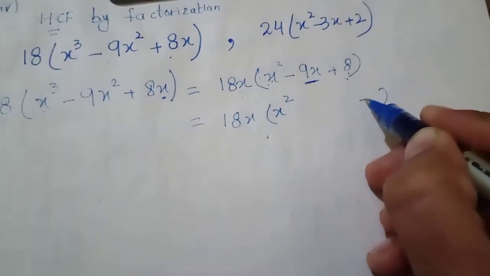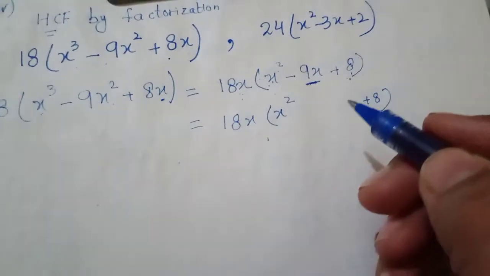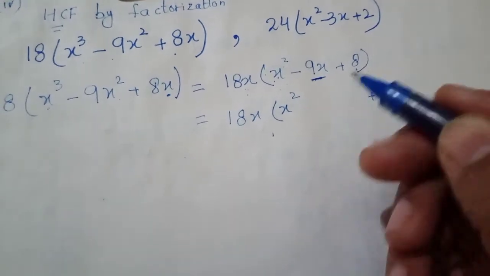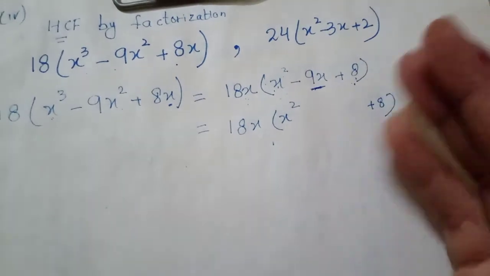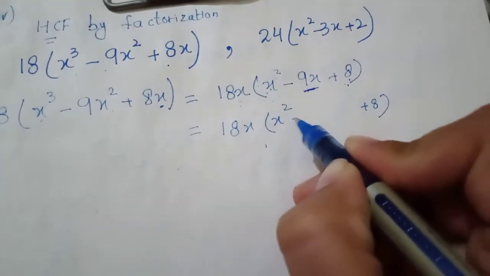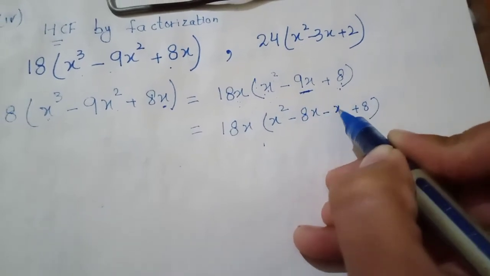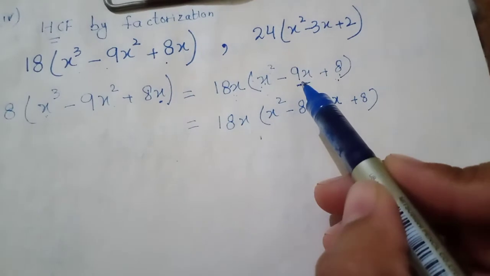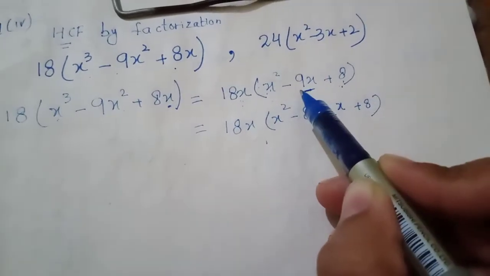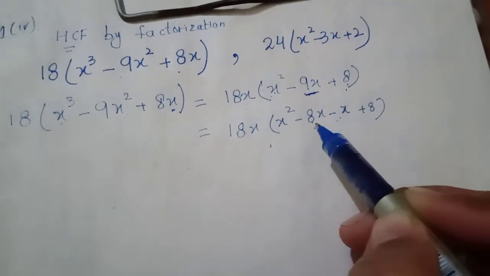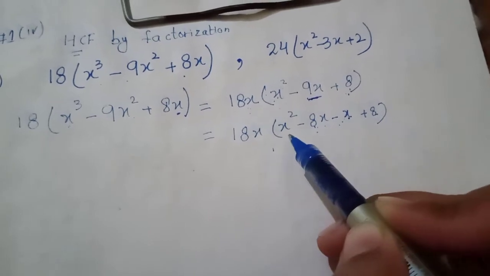X square plus 8, meaning the first and last numbers will be written as they are. The two new numbers are 8 and 1, 8 ones are 8, and when you add 8 and 1, you will get 9. So this will become minus 8x and minus x. Meaning the midterm break factorization of minus 9x is minus 8x minus x. When you multiply them, 8 ones are 8, 8x square. This is midterm break.